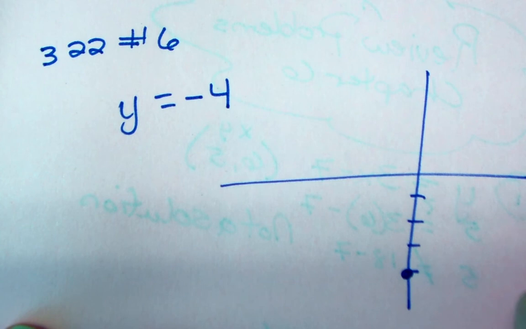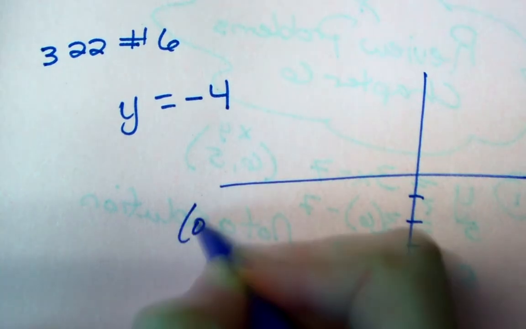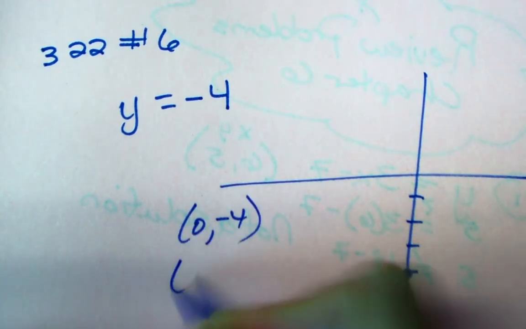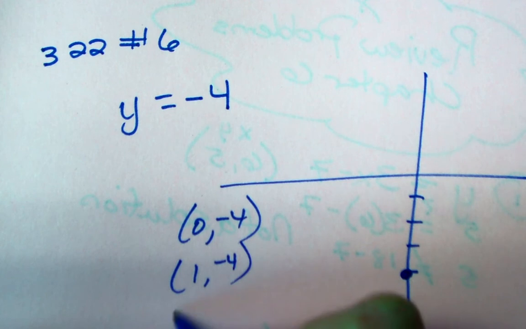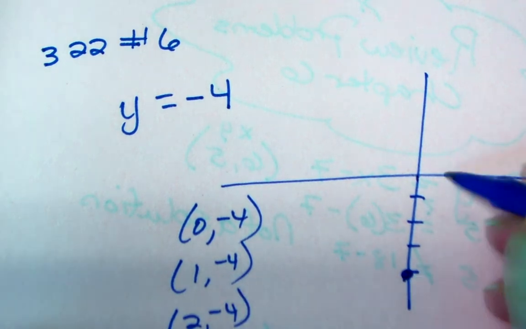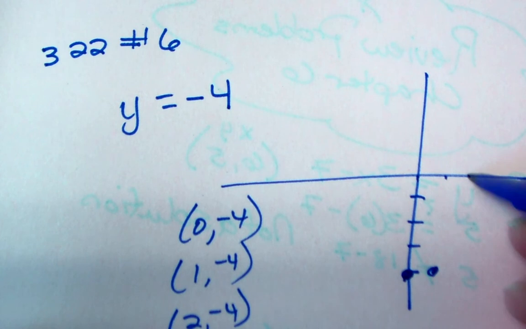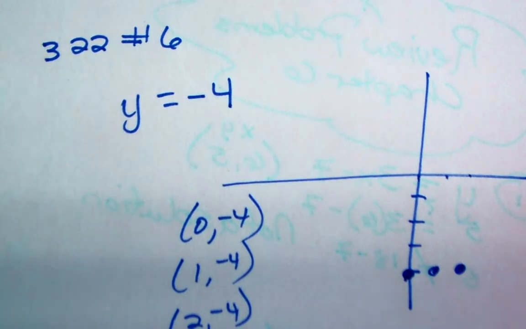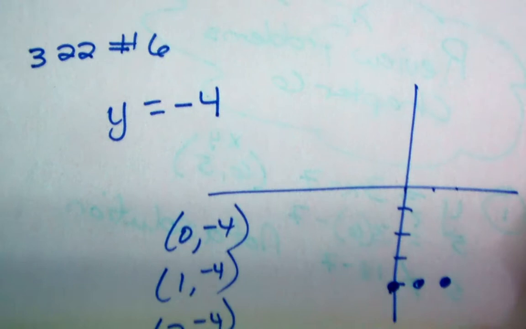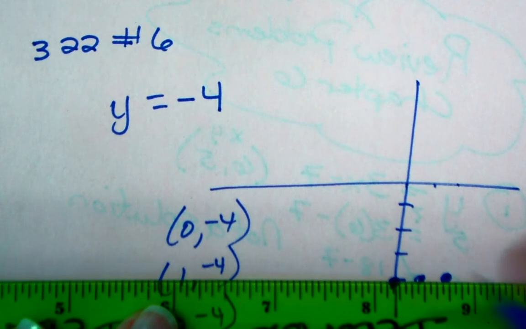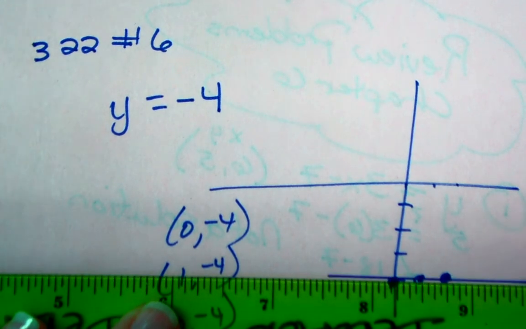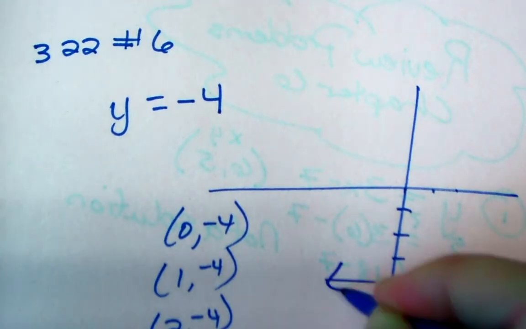So x could be anything. So I'm going to make it 0, so 0, -4, 1, -4, 2, -4. So your line's going to go horizontal. And again, I'm just sketching it out so it doesn't have to necessarily be perfect.